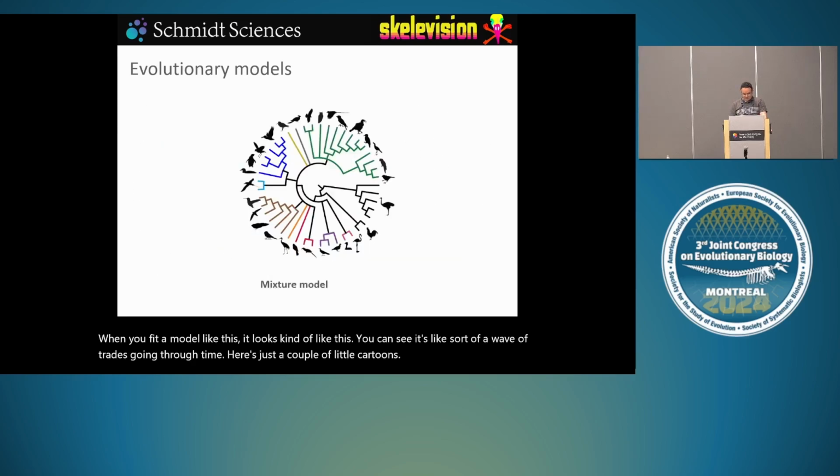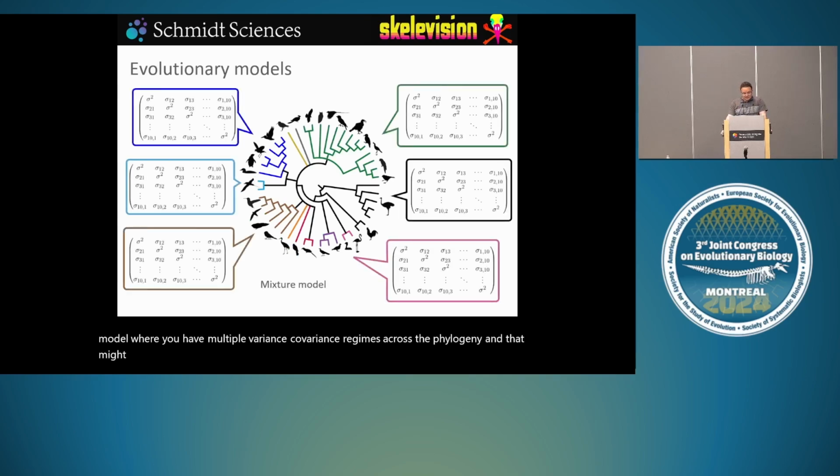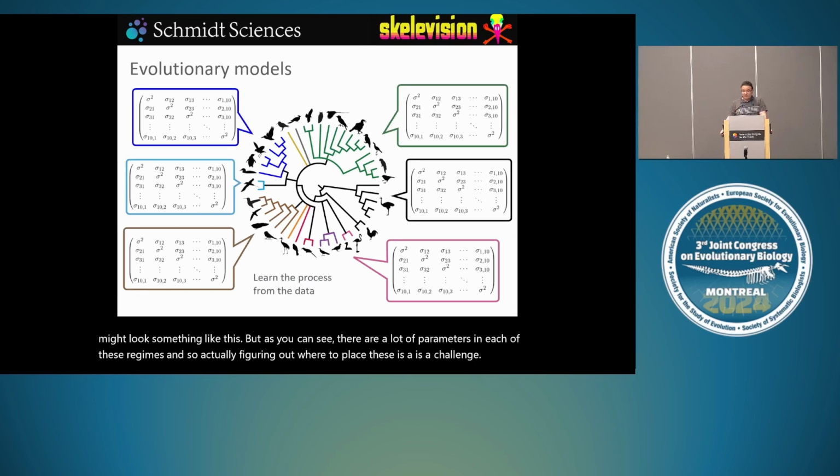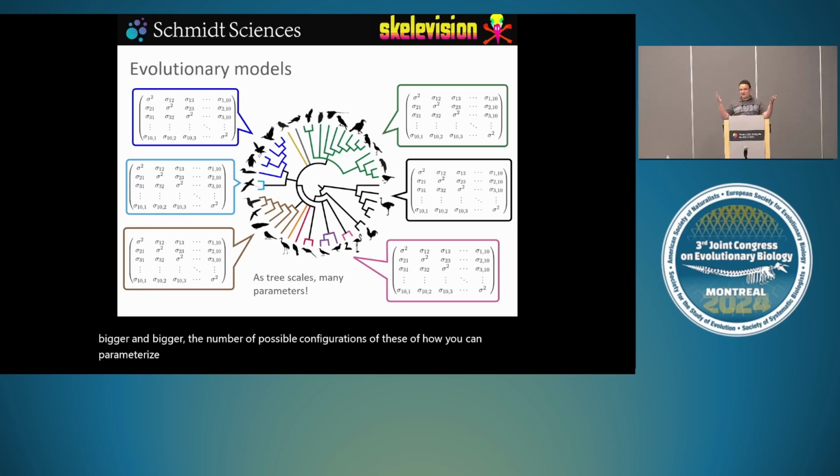Going through this quickly. But maybe you want to fit a more complex model, like a mixture model, where you have multiple variance-covariance regimes across the phylogeny. And that might look something like this. But as you can see, there are a lot of parameters in each of these regimes, and so actually figuring out where to place these is a challenge. Ideally, we would try to learn this process directly from the data, but as the tree gets bigger and bigger, the number of possible configurations of how you can parameterize this is infinite. And so you need an efficient heuristic search to place these kinds of regimes.